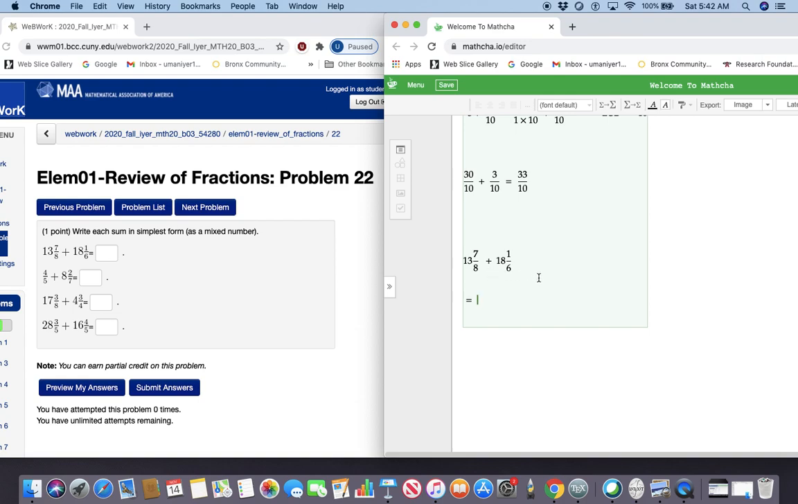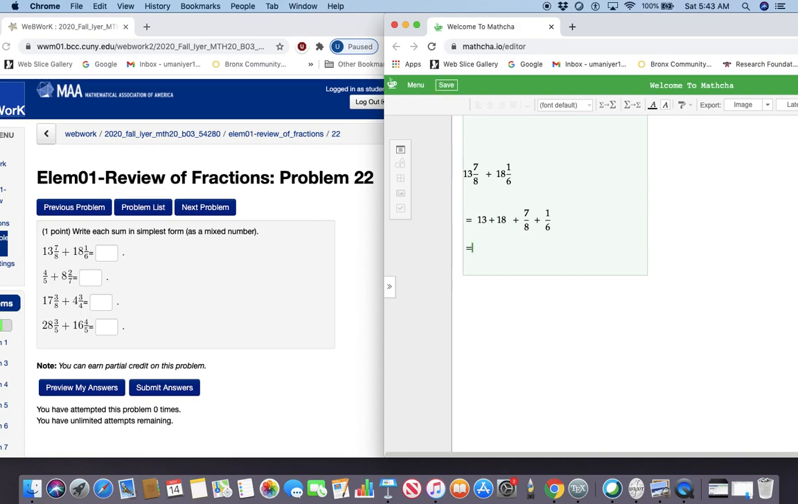There are several ways of doing this problem, by the way. I could convert all of this to improper fractions. That is of course the safest way, especially when you're subtracting and so on. Regardless, here is an alternative approach. Add the 13 and the 18. So 13 plus 18 I'm adding, and then I'm going to add 7 over 8 with the fraction 1 over 6.